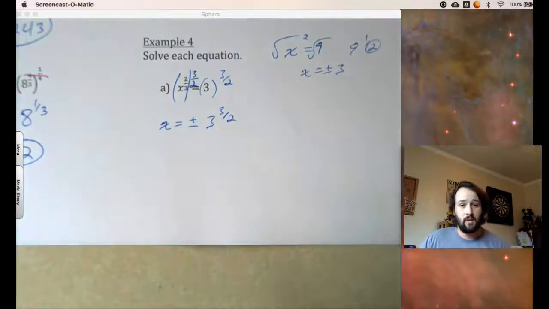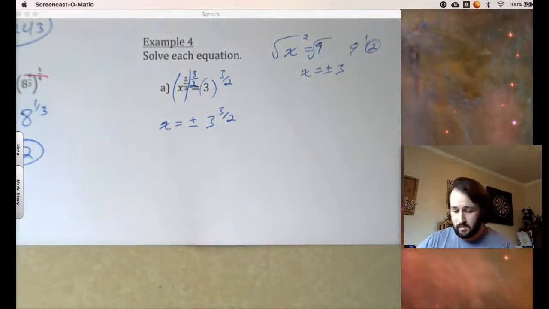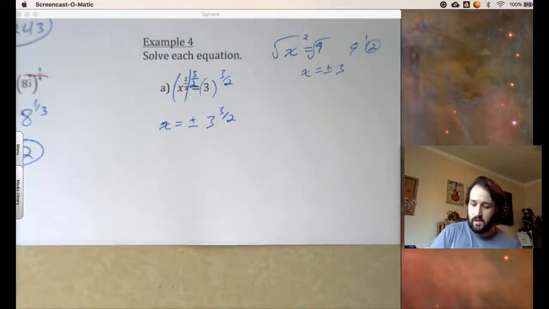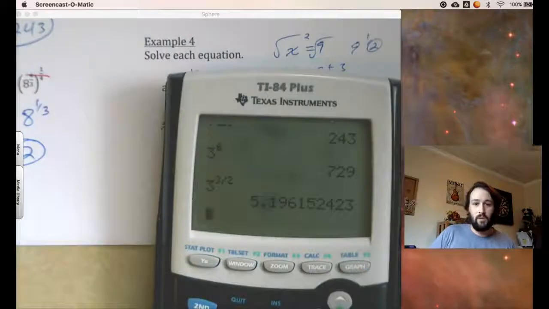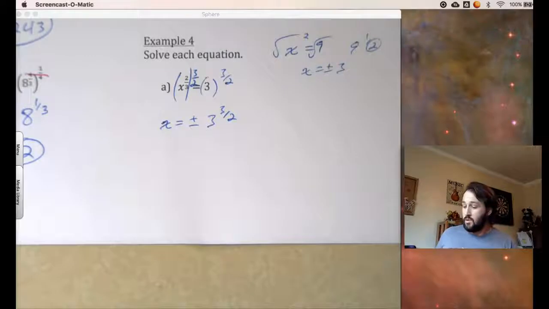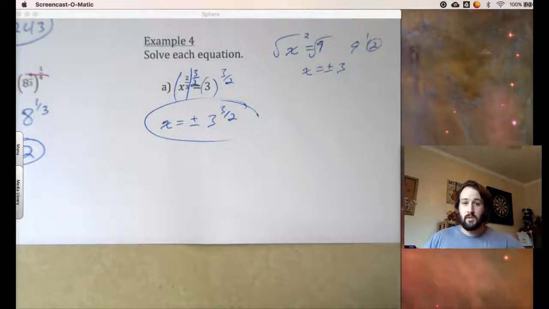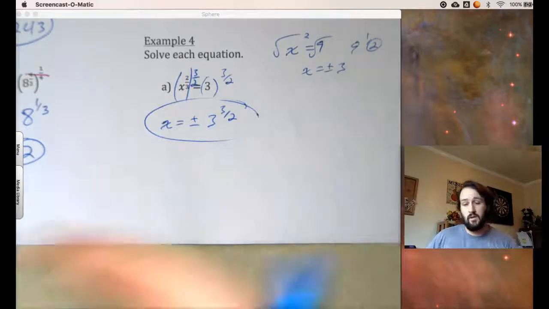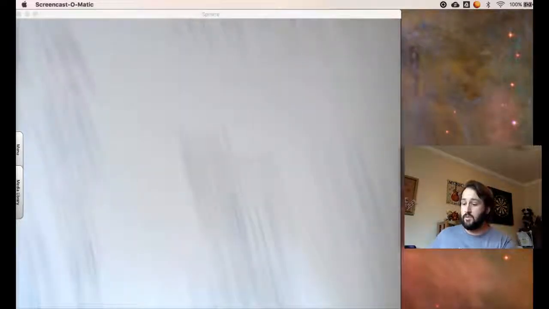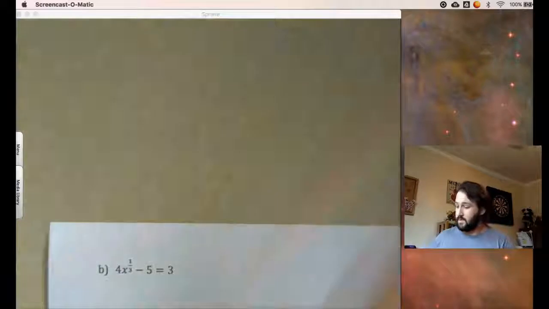You can type this in, figure out what number it actually is if you would like to. Let's see, 3 to the 3 divided by 2. So that would be 5.196. But I'm just going to leave it as 3 to the 3/2. So that would be our solution. X equals plus or minus 3 to the 3/2. Again, you could also write it as the decimal that I showed. All right, last two examples.